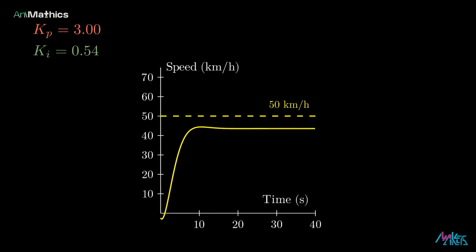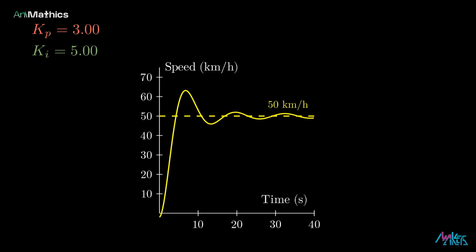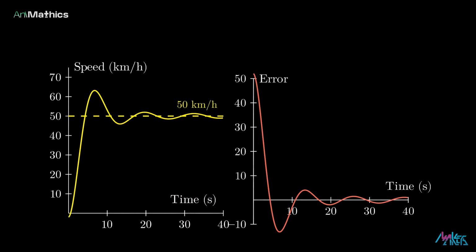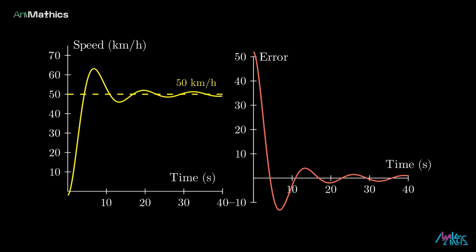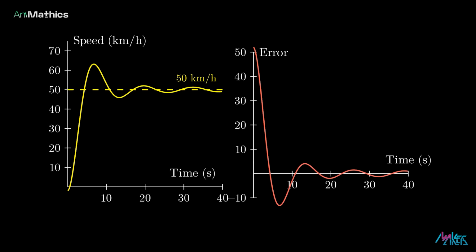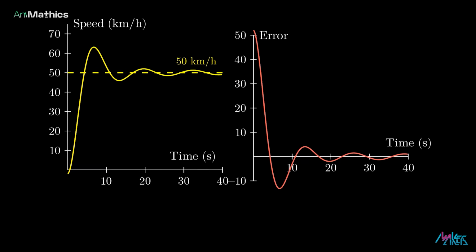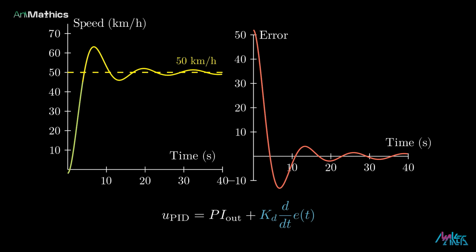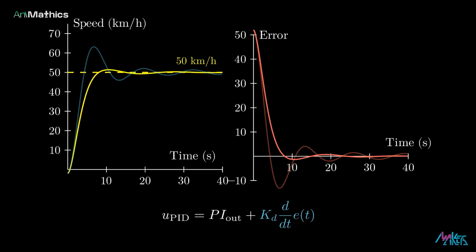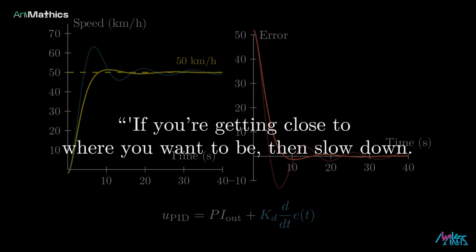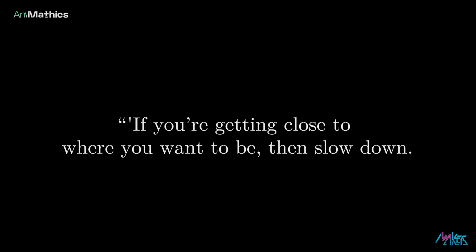Applying this to the car, it's accelerating and the error is approaching 0. But you accidentally press the gas too hard and the car jumps from 0 to 45 km per hour in a very short time. At this point, the integral part hasn't caught up yet, and the next second it will overshoot past 50 km per hour. This is when the derivative part comes into play. Since the error is decreasing too quickly, the D term takes a negative value and subtracts from our output. That way, the car eases off the gas a bit to avoid going past the target speed. So to summarize, the derivative controller focuses on future values. If you're getting close to where you want to be, then slow down.